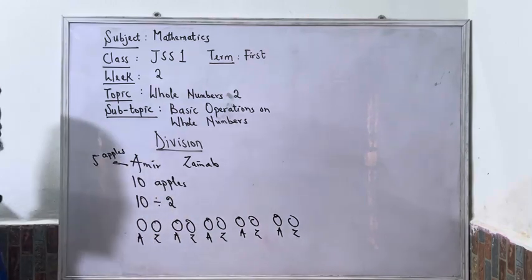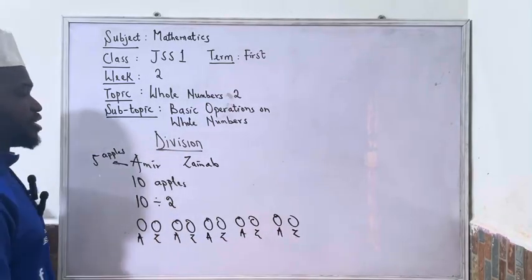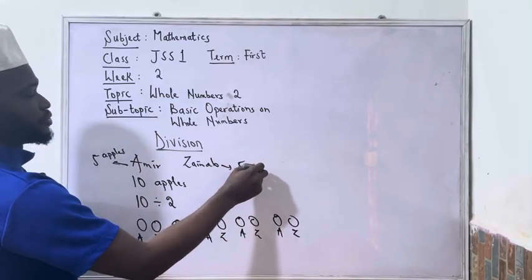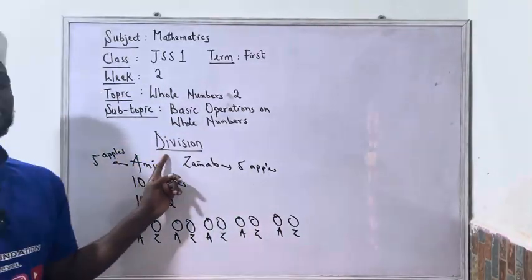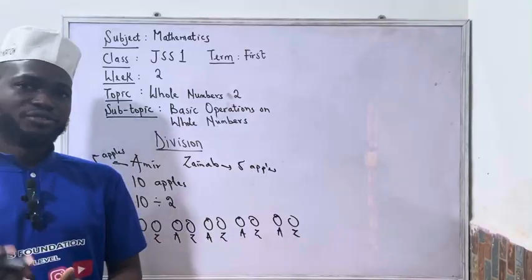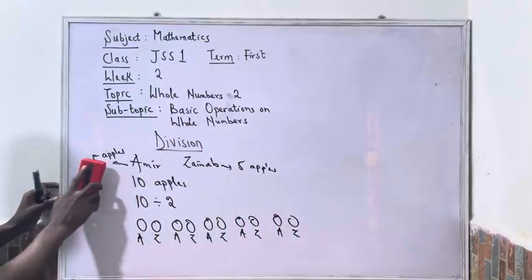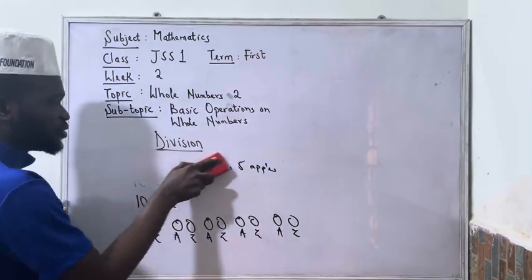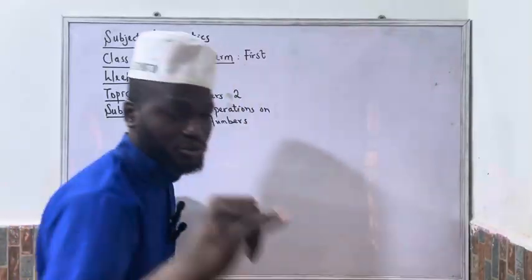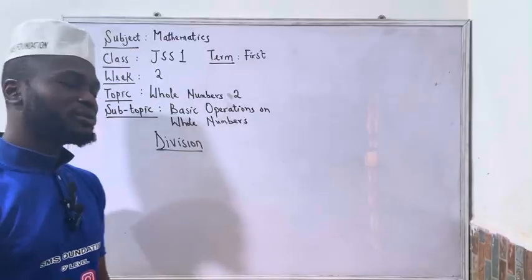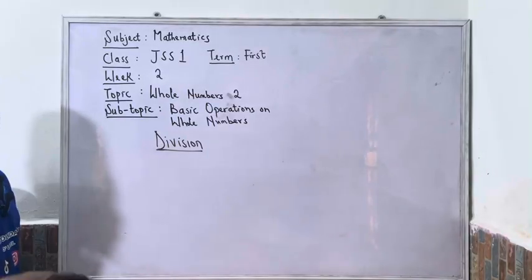So let's count how many Zainab will get. Anywhere you see Z is for Zainab. 1, 2, 3, 4, 5. So that means Zainab can get 5 apples. So this is a simple introduction to the concept of division. So you just have to know that division has to do with sharing. As we go on, you will later discover some other concepts that are related to division. Just like fraction is also related to division, and at the same time ratio is also division. But however, let's get back to the beginning.